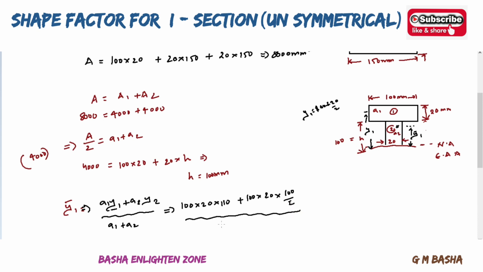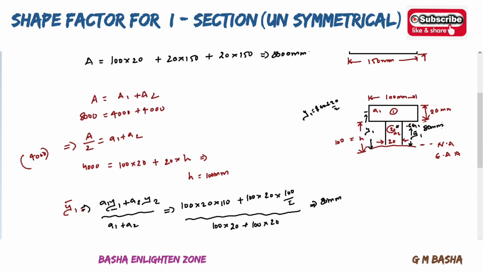Divided by a1 plus a2. So this is the same as the previous one, plus this 100 by 20. If you simplify, how much will your y1 bar be? Your y1 bar will be around 80 mm. Means your CG lies at a distance of 80 mm from the equal area axis.